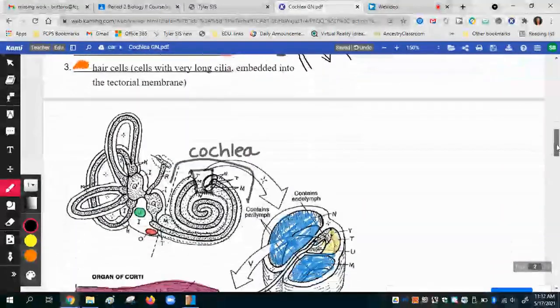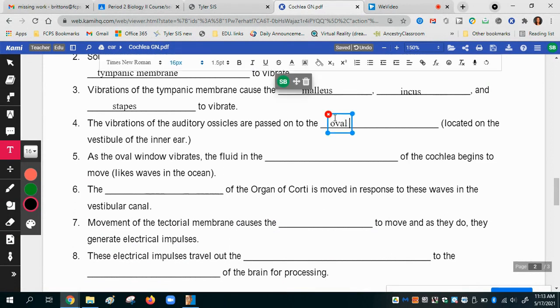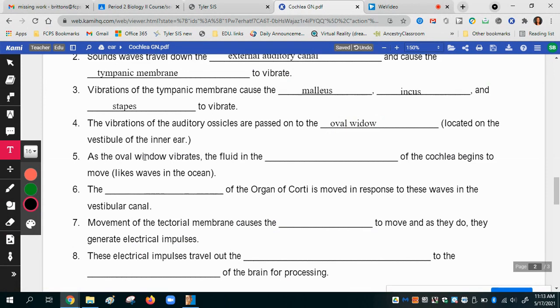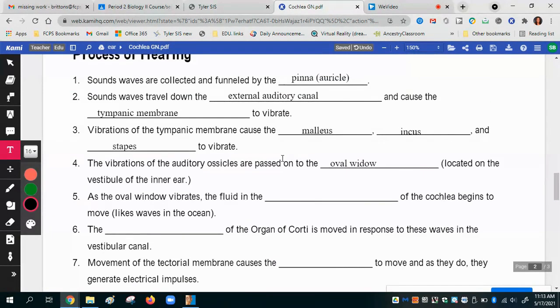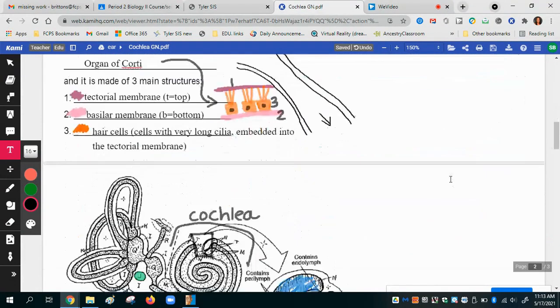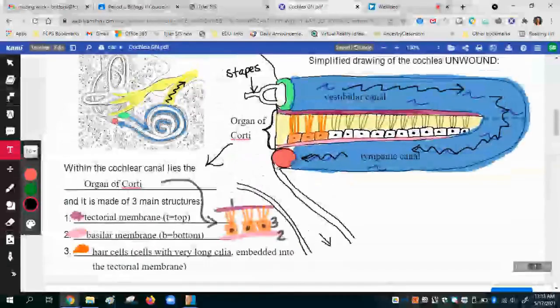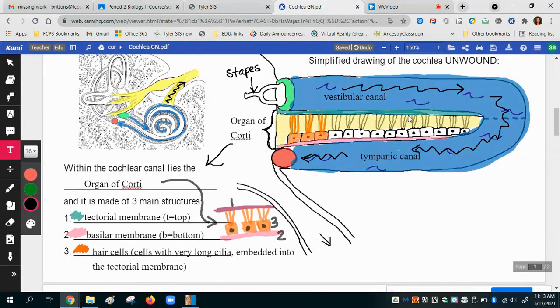Let's fill in the rest of those notes. So the vibrations of the auditory ossicles, malleus, incus, stapes, are passed onto the oval window located on the vestibule. As the oval window vibrates, the fluid in the vestibular canal will also begin to vibrate, or what we'll see as waves, like waves in the ocean. And as soon as we have waves in this vestibular canal, the tectorial membrane will start to move.